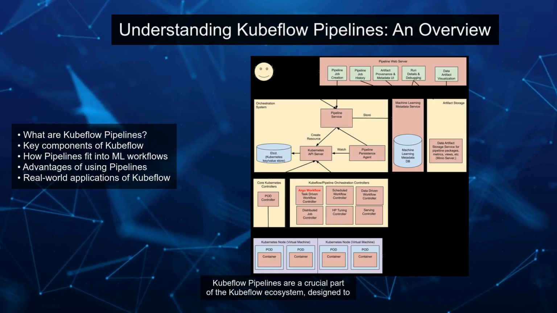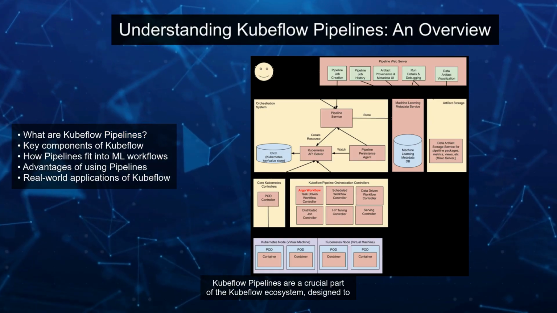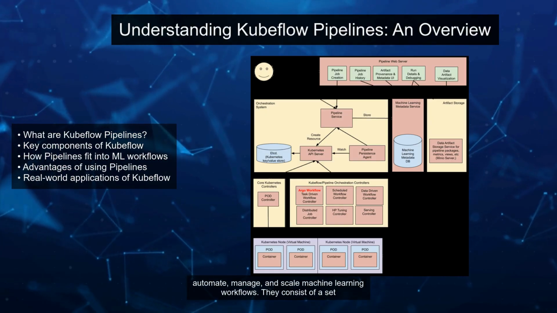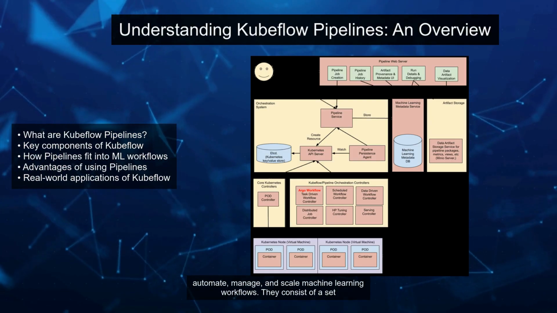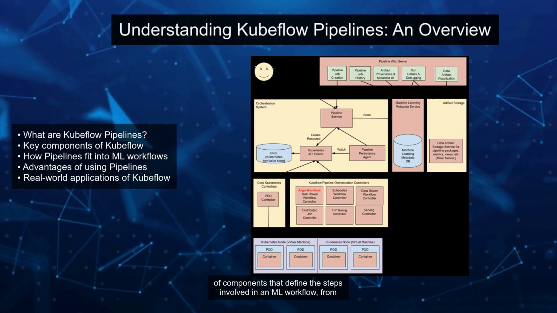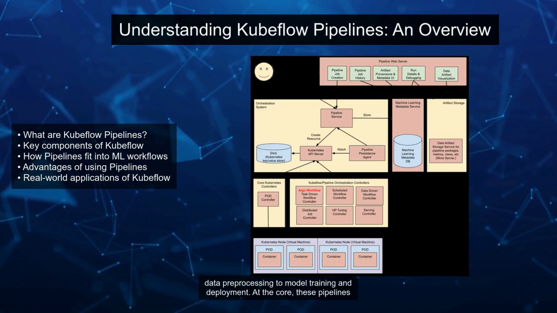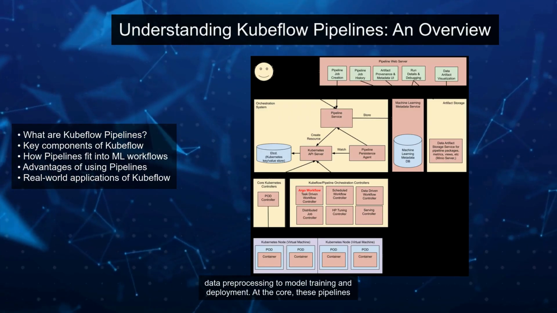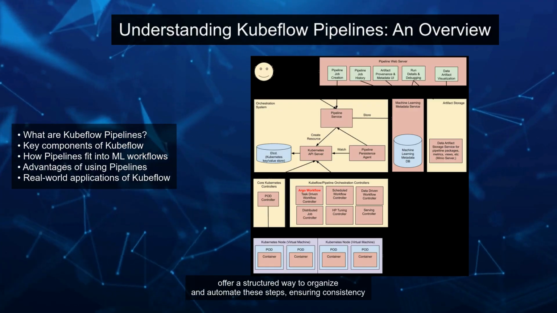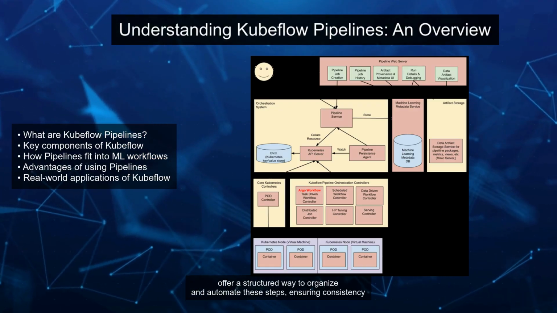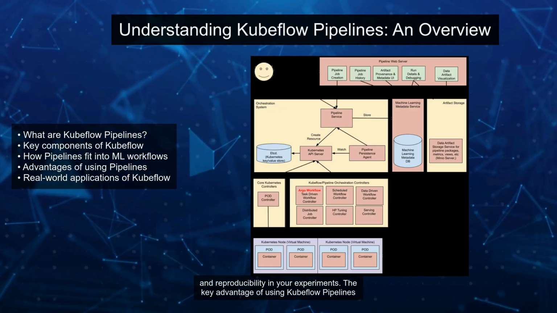Kubeflow pipelines are a crucial part of the Kubeflow ecosystem, designed to automate, manage, and scale machine learning workflows. They consist of a set of components that define the steps involved in an ML workflow, from data preprocessing to model training and deployment. At the core, these pipelines offer a structured way to organize and automate these steps, ensuring consistency and reproducibility in your experiments.